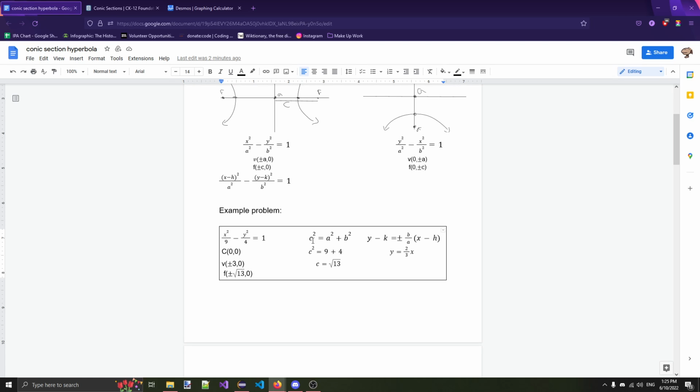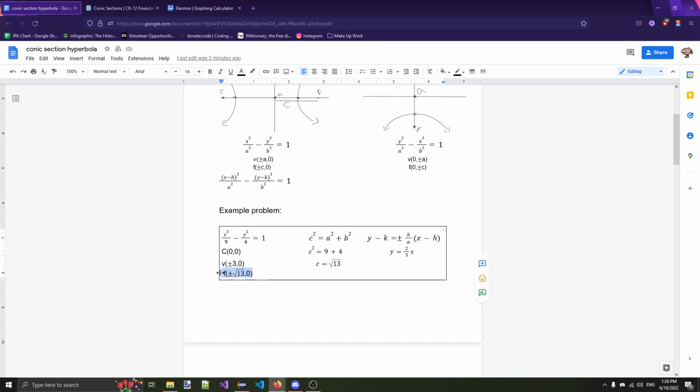I just realized I skipped this part, so we're going to skip to the foci and go back to the vertices. This is how you find the foci. You need c squared, and c is how far away the foci are. So c squared equals a squared plus b squared. C squared equals 9 plus 4, because a squared and b squared are on the bottom of the fractions. Add them up and you get 13. C squared equals 13, so c equals plus or minus radical 13.